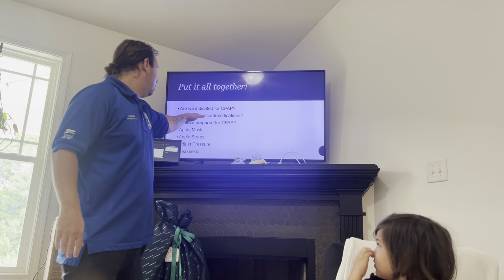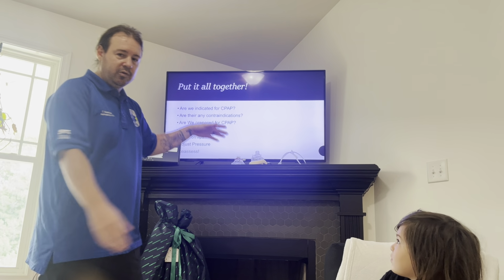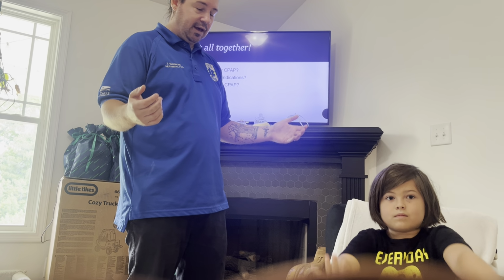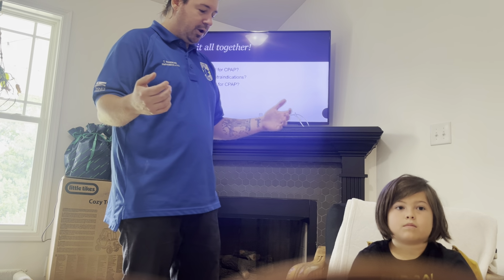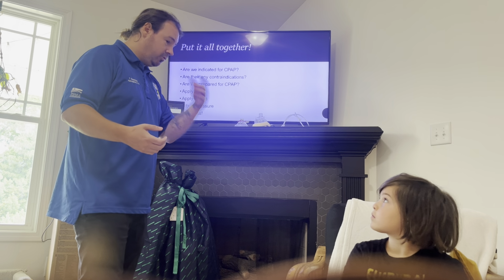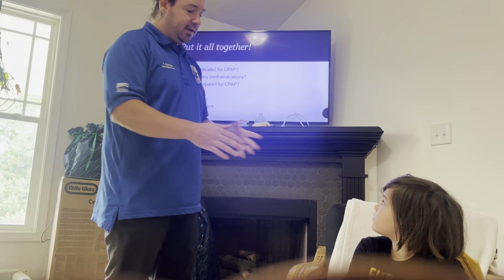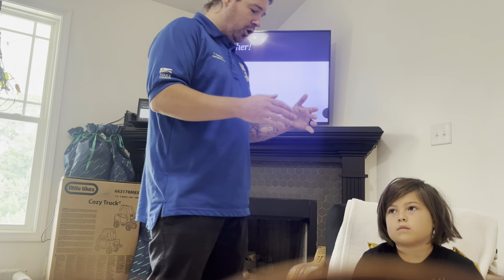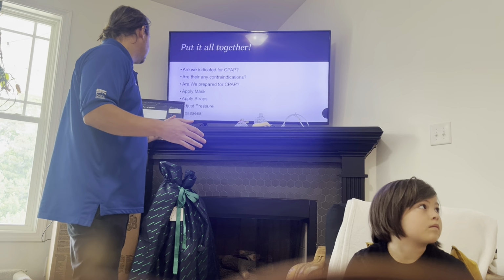So if we're looking up here, what is the indication for CPAP? Well, we'll say he is a 55-year-old man, and he's complaining of chest pain and shortness of breath. We listen to his lung sounds. He's got fluid in his lungs, so we know that he is indicated for CPAP. Are there any contraindications? Well, we did an initial set of vital signs. He's not hypotensive. We do not see a reason we're not going to be able to get a good seal with the mask. There are no contraindications noted for this patient.